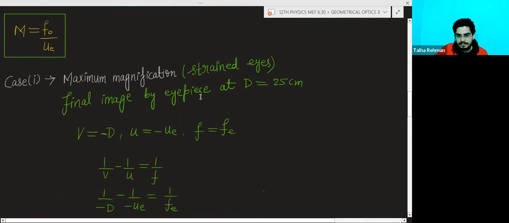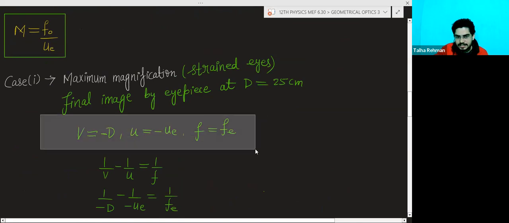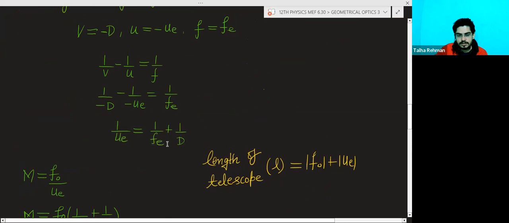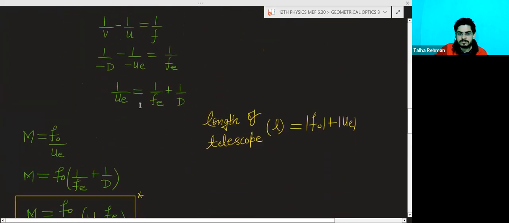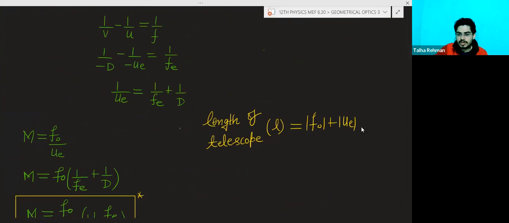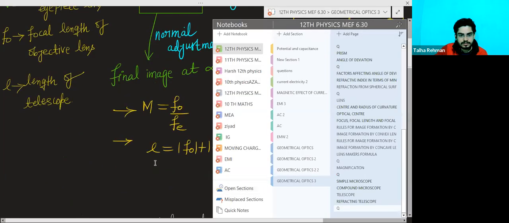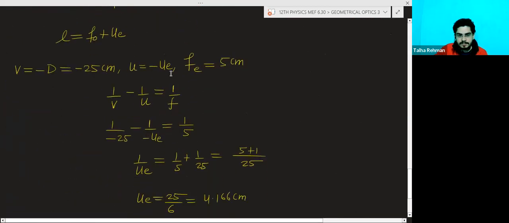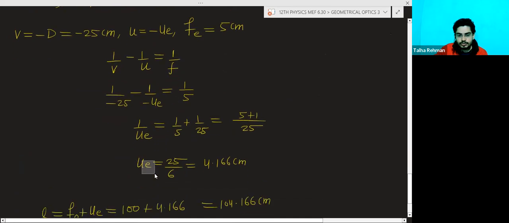Here you can see the final image is at D. We have taken minus D, and D is 25 centimeter. And U we have taken this. We have only applied this. Basically, we will get this. You can learn this also if you want. For the case of the maximum magnification, 1 upon U is equal to 1 upon Fe plus 1 upon D. I will not recommend learning that. So this we have done, and finally we get UE.